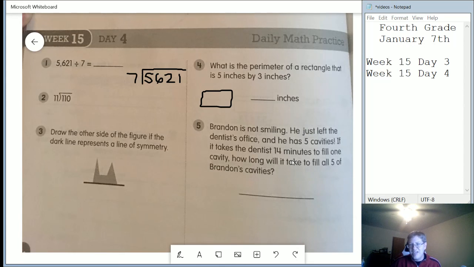But we want to figure out how long it would take to fill all 5 cavities if it takes 14 minutes per cavity to get those filled.